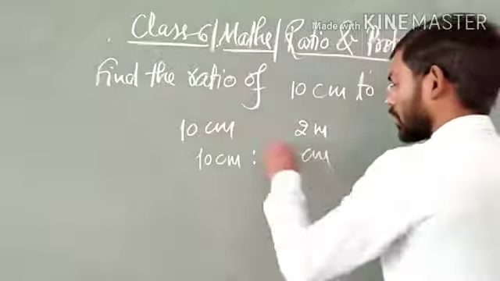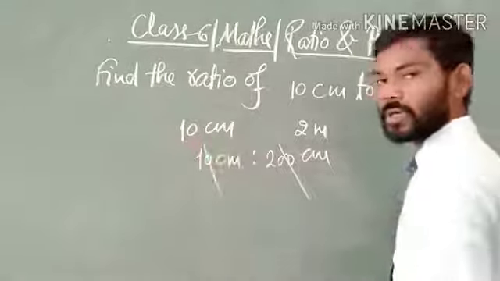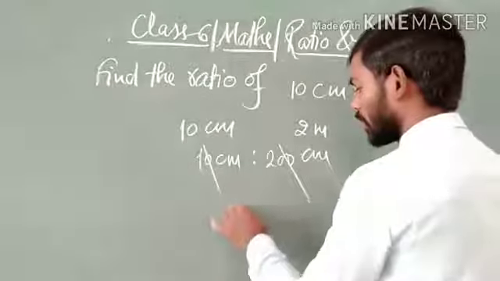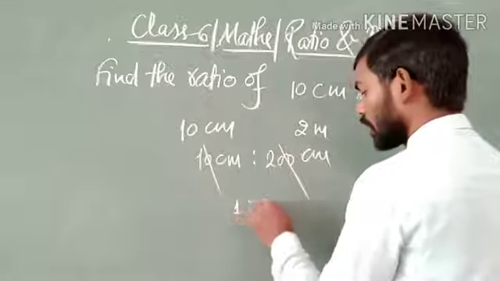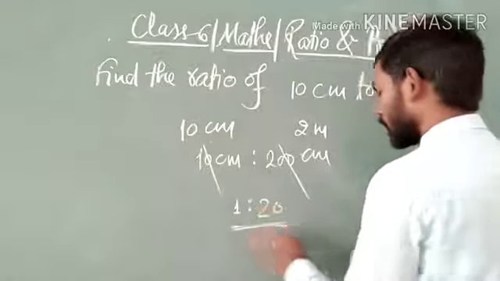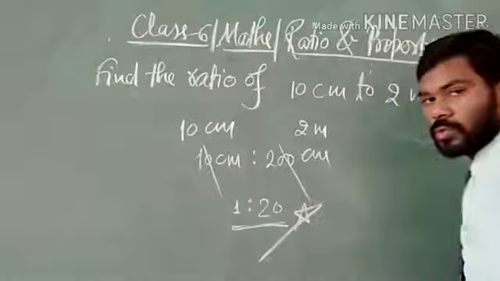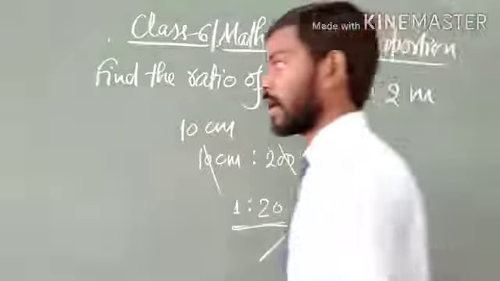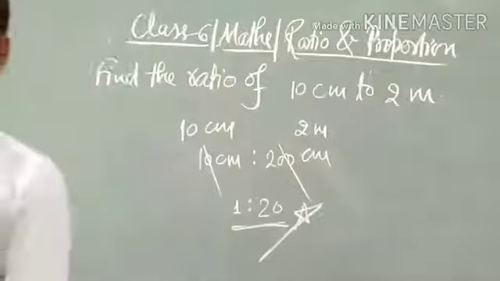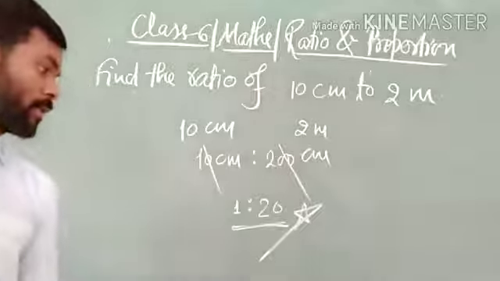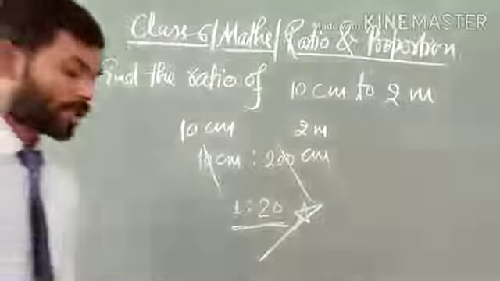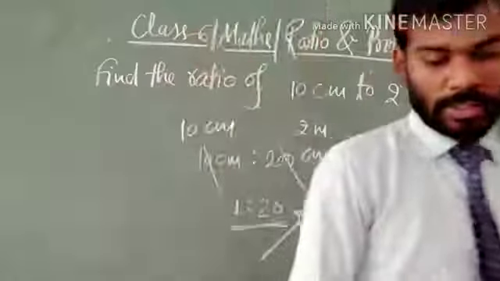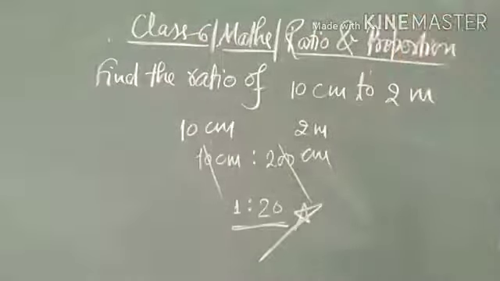Now here 10 and 10 are cancelled out and we get the ratio 1 is to 20. Therefore 1 is to 20 is the correct answer.